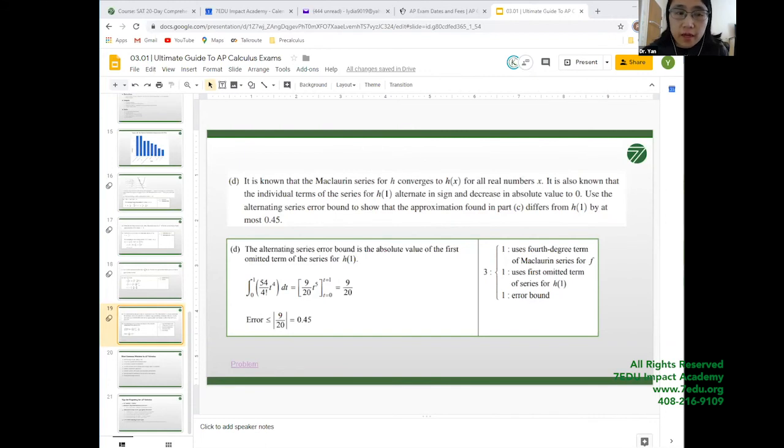So basically, there are two sections. All AP tests have two sections. The first section is the multiple choice section, which is further divided into two parts, part A and part B, as you can see here. And then section 2 is the free response section, where students have to write their own answers.